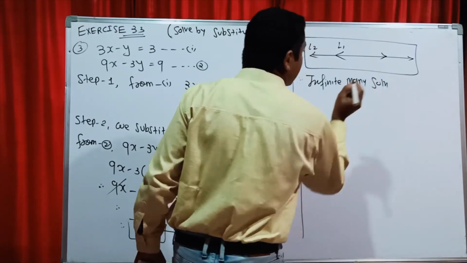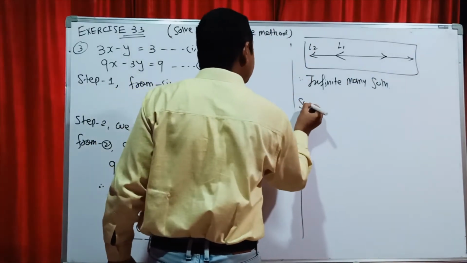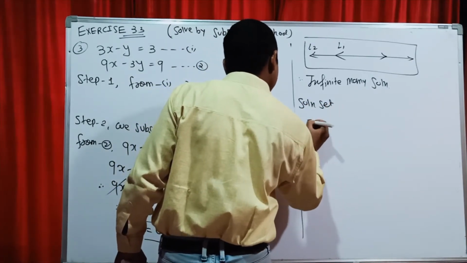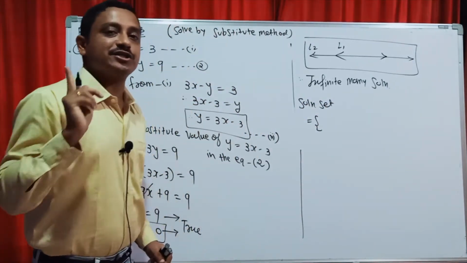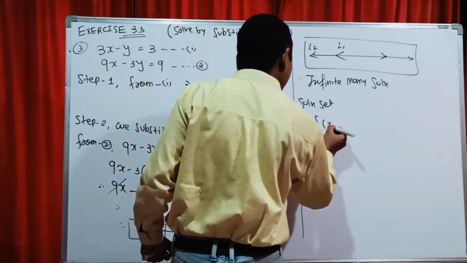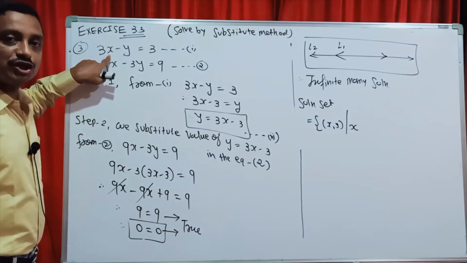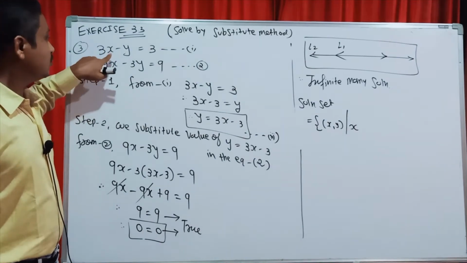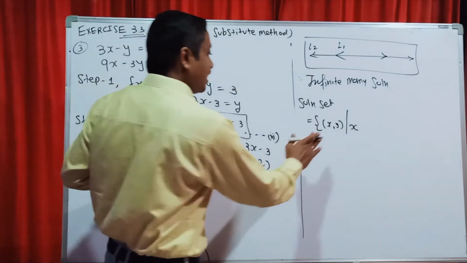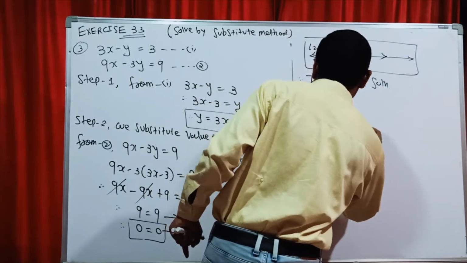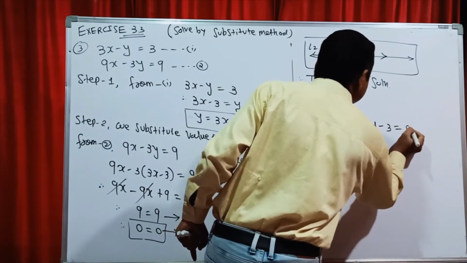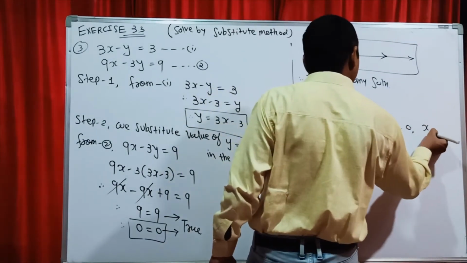Infinite many solutions are available. And my answer is, a solution set must be written in the set notation: (x, y) such that this equation. First or second, what is the smallest equation given? 3x minus y minus 3 is equal to 0.